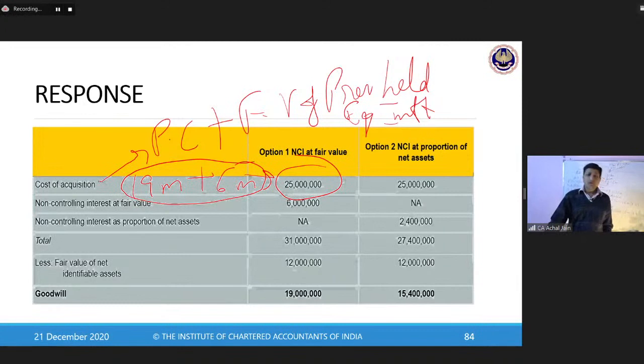Ambika has also solved this, and Ambika is getting 13 million as the amount of goodwill. Great. Let's see why your numbers may or may not be matching.